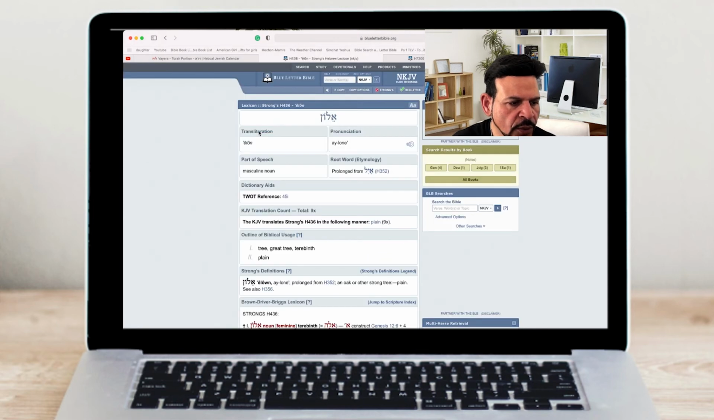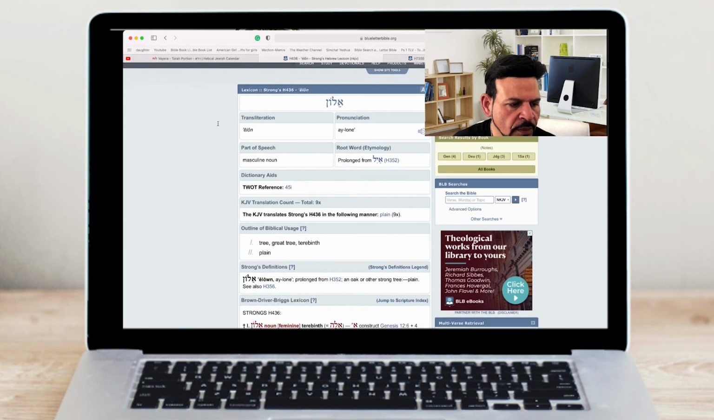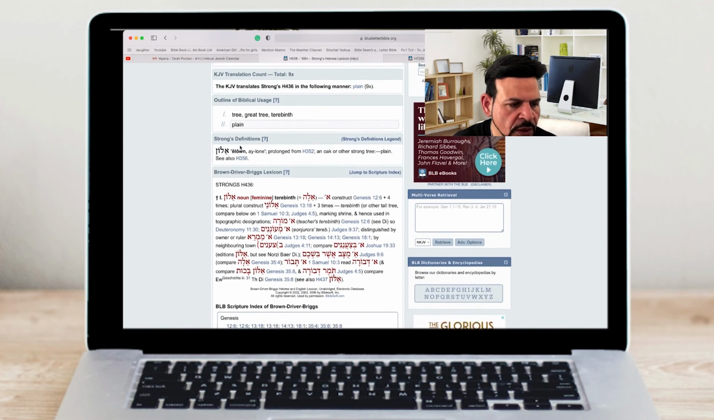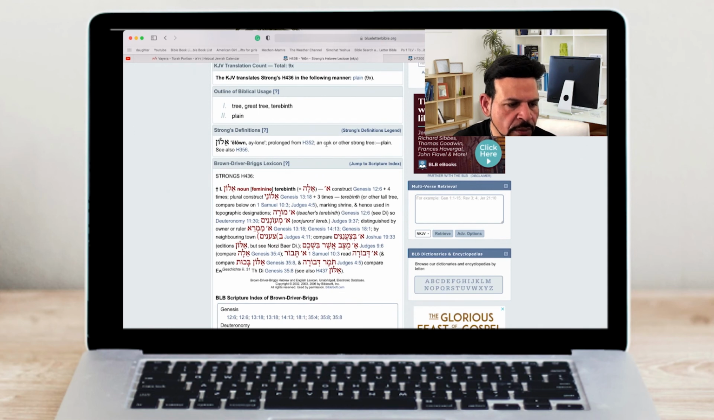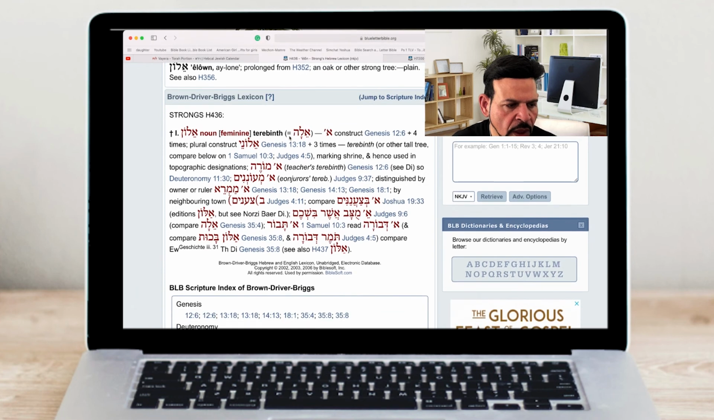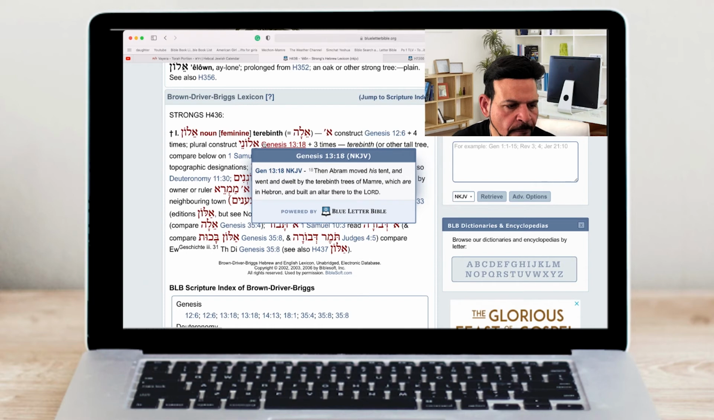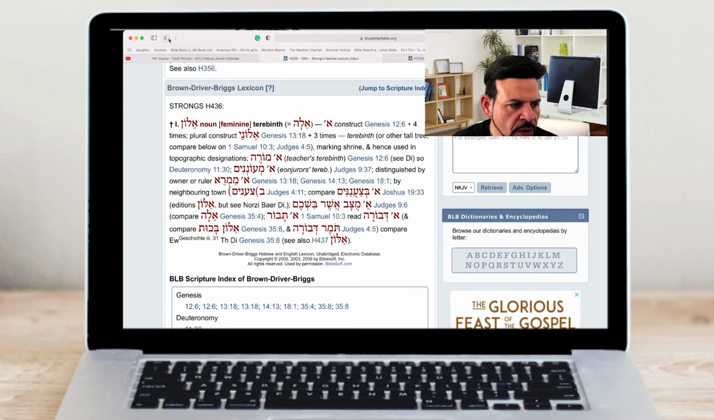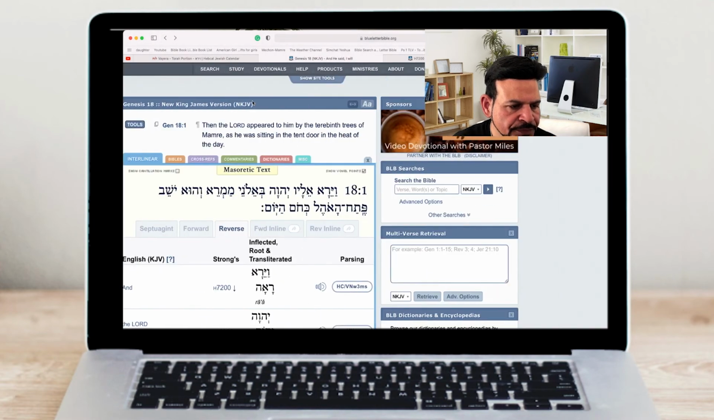So we go here, we'll see. It's usually referring to trees or a field of trees. I want you to notice this. It says an oak or some other strong tree. So oak tree or terebinth is the way it's translated. Again, they give you a breakdown here. Look at that. Elone. So we have here Elone, trees of. So that's how we look at the Hebrew with this resource.